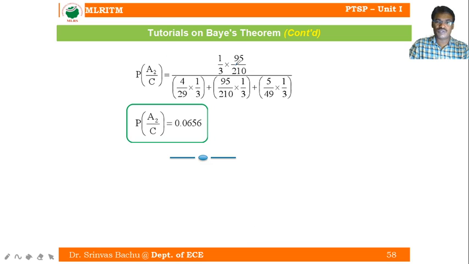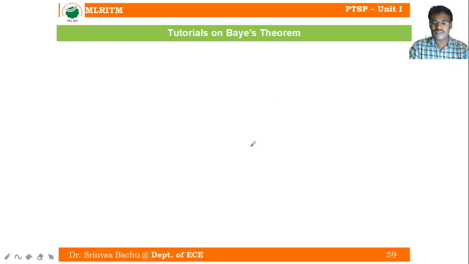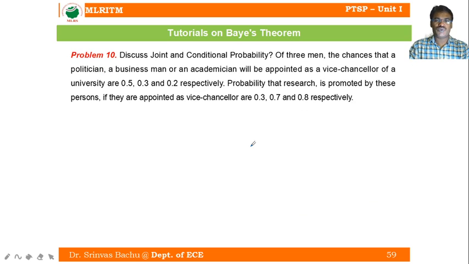So now substitute all these values and simplify: 0.0656. So this is P(A2/C). In this way we will get the total probability and Bayes theorem. Ultimately we covered some of the conditional cases here, indirectly some of the probabilities we covered. So Bayes theorem is applicable in these things. We will see one more problem.